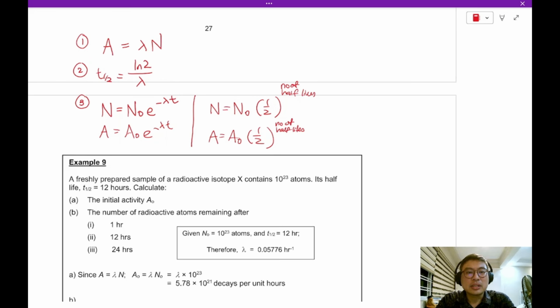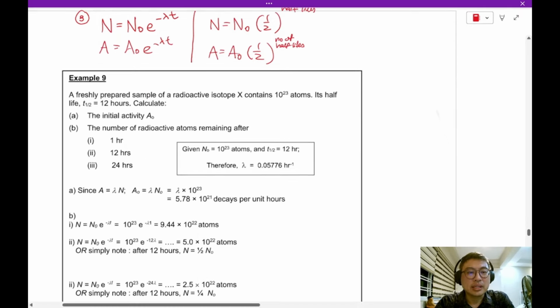The third equations have to do with the exponential decay and talk about the number of nuclei remaining as a decaying exponential, as well as the activity level. On the other hand, you can also say that the remaining nuclei is the original nuclei times half to the power of the number of half-lives. I'm going to illustrate the use of all of these equations in the next example. Let's take a look at example 9.